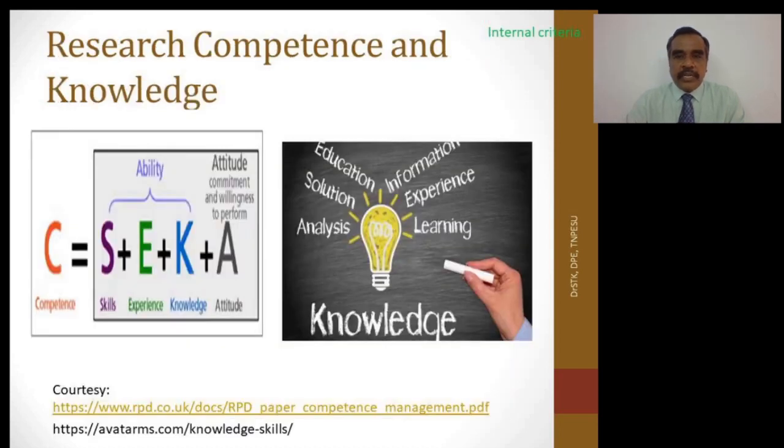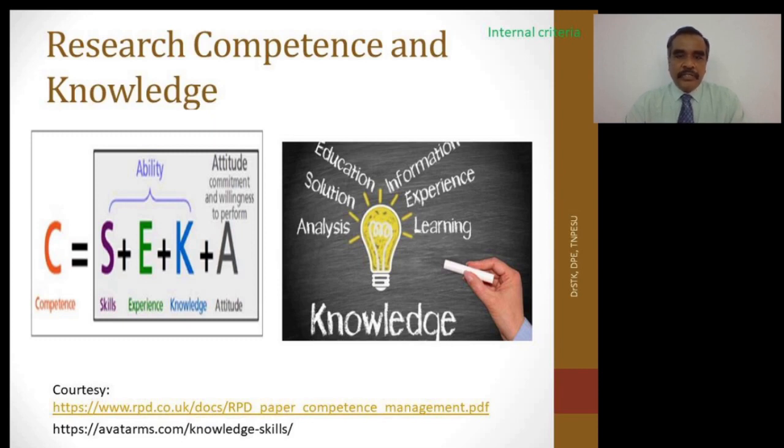The next internal criteria is research competency and knowledge. The research competency and knowledge of the research scholar decides the research problem. For example, the competency consists of the skill, experience and knowledge, and also the attitude. So the attitude towards the research, the ability to handle the research, decides the research topic.